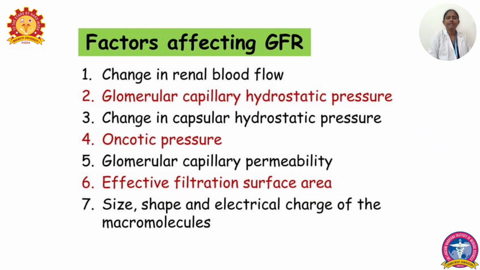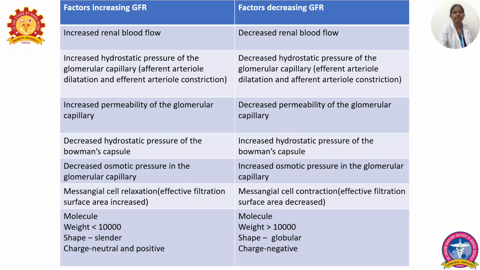Why oncotic pressure? I didn't mention it separately for the glomerular capillary and Bowman's capsule. Any idea? Because the ultrafiltrate won't contain plasma proteins. If there are no plasma proteins in the ultrafiltrate, will there be any oncotic pressure created in the Bowman's capsule? No. That is why I haven't mentioned anything about the oncotic pressure in the capsule. Then the fifth one is the glomerular capillary permeability. Then effective filtration surface area, size, shape, and electrical charge of the macromolecule.